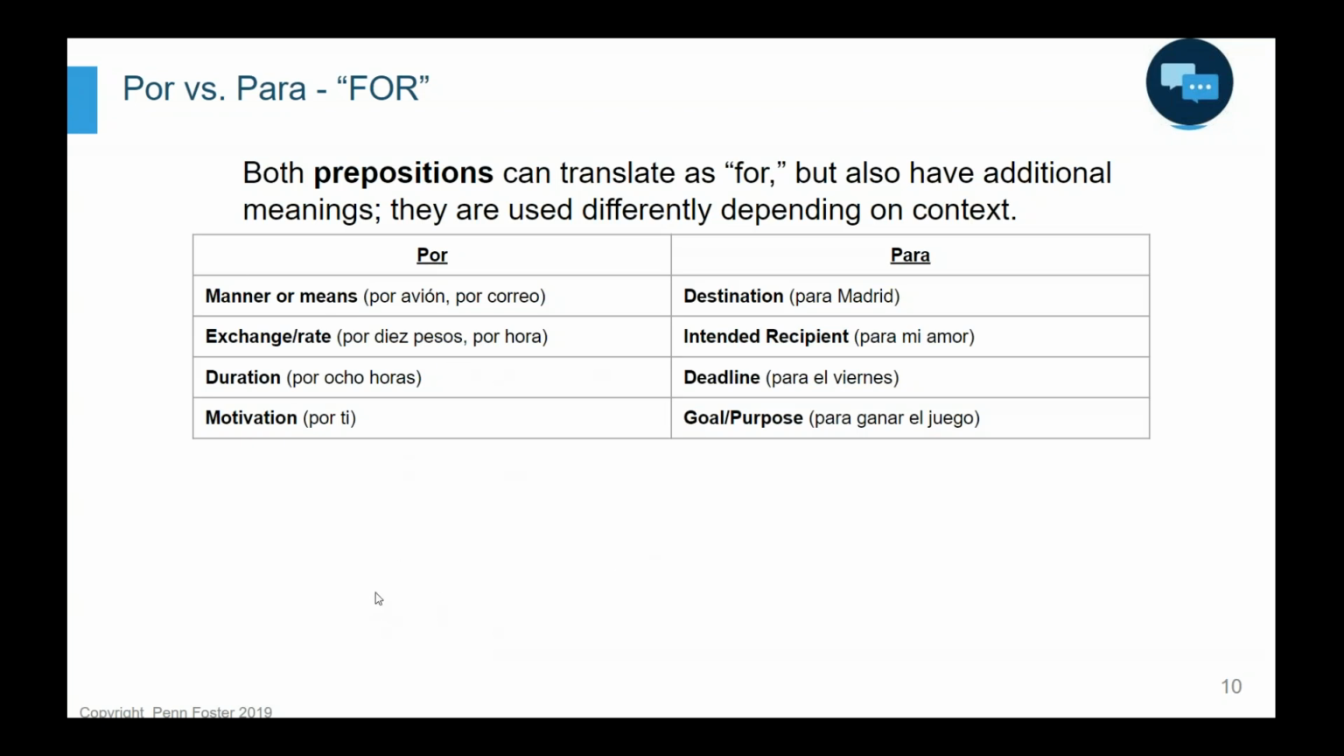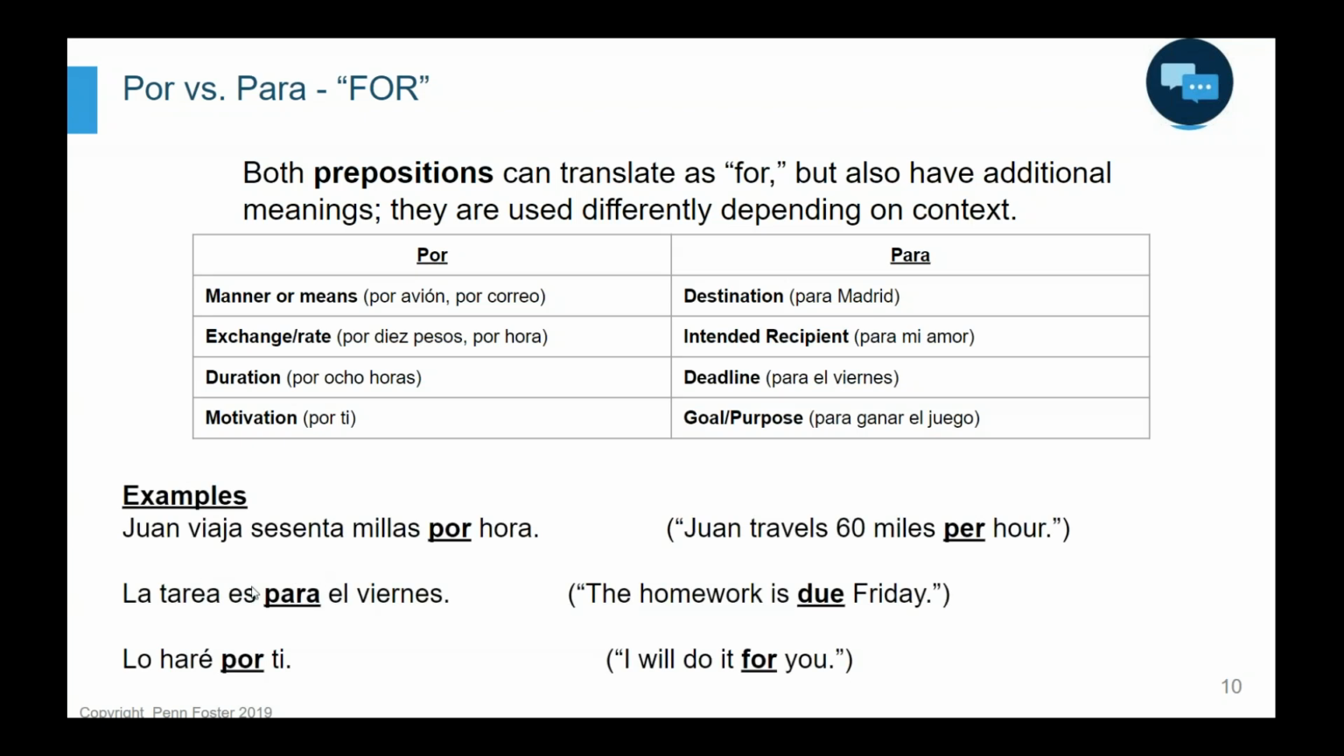So in addition to the chart, we wanted to provide you some examples using sentences. In this first sentence, we're talking about miles per hour. So we're talking here about a rate. We're going to be using por in this first sentence, viajar. The next sentence discusses a deadline. So that's why we translate the second sentence as due. Your homework may be for Friday, but it's really due on Friday. So we're going to be using para for a deadline.